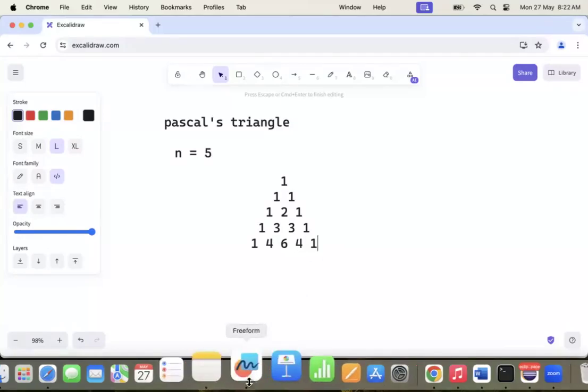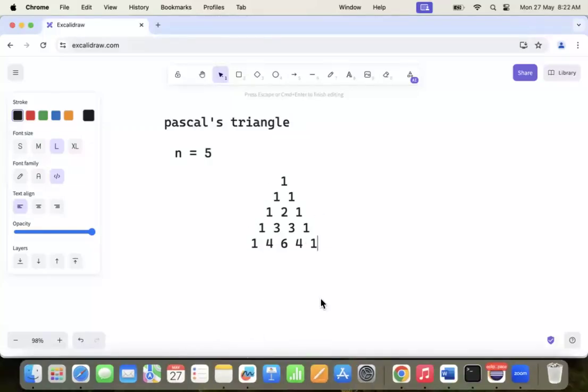Folks, have you got how the triangle is formed here? Please give a reply. Yes, sir. Okay, this is called which triangle, folks? This is called Pascal triangle. And now, when n is equal to 5, we should display a triangle like this. We have to write a program to display the Pascal triangle.